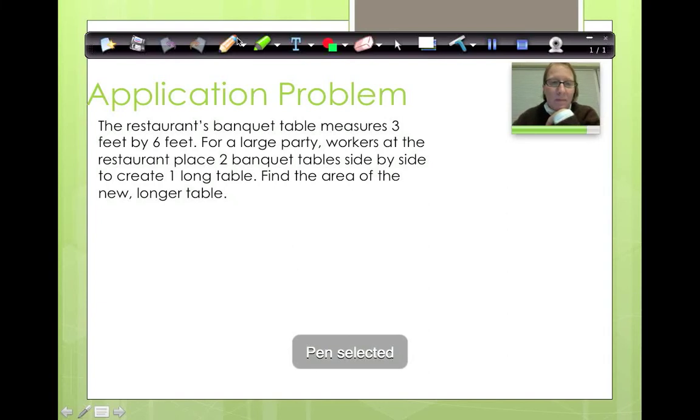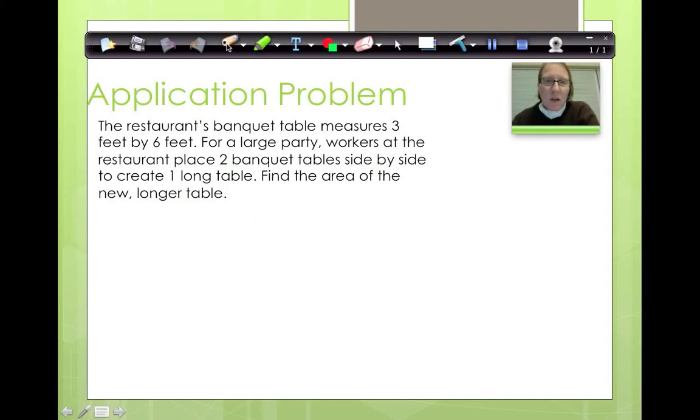Here we go. First, we start with an application problem. The restaurant's banquet table measures 3 feet by 6 feet. For a large party, workers at the restaurant place 2 banquet tables side by side to create one long table. Find the area of the new longer table.